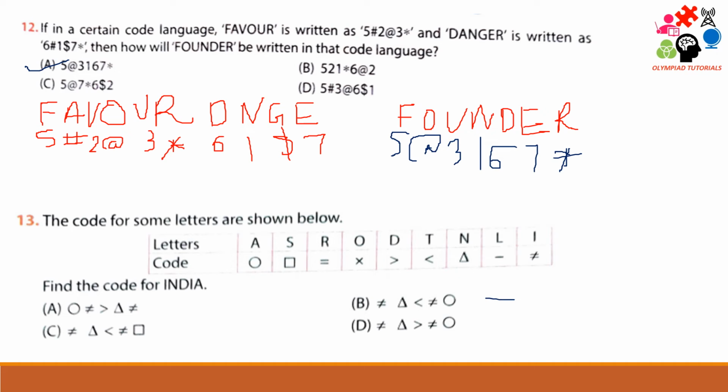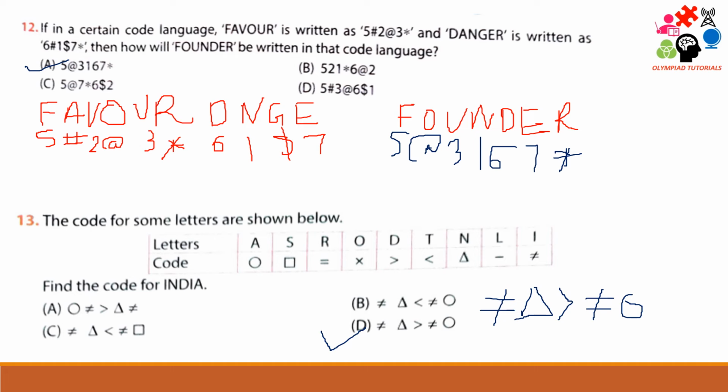So just below the letter observe the codes properly, you will get India. So I is here a not equal to sign, N is a delta sign or a triangle type sign, then D is greater than sign, I is again not equal to, and A is O or 0, whatever you can say. So now let's just compare it with all the options, and you will get here option number D is your correct option.